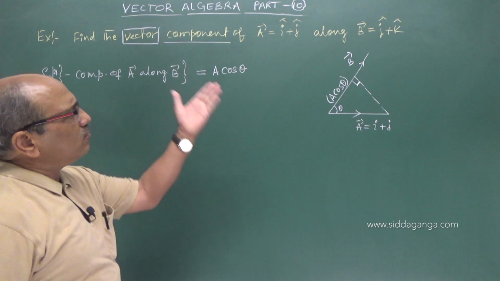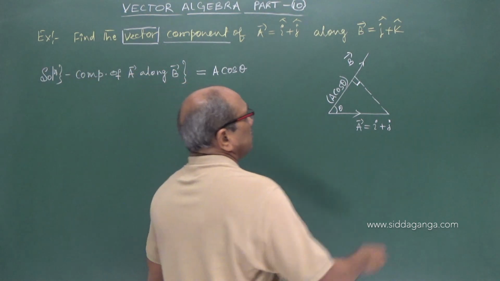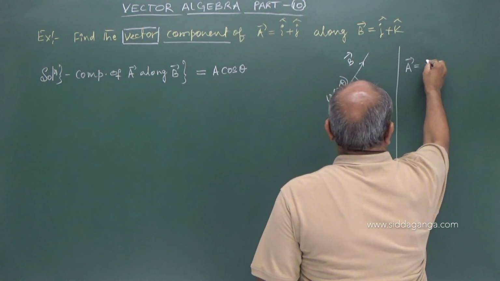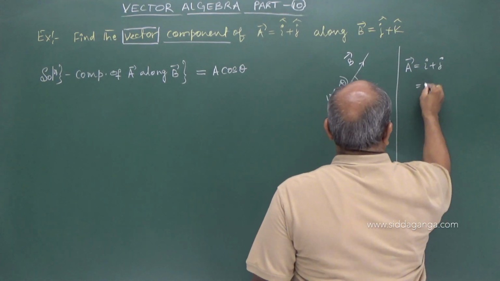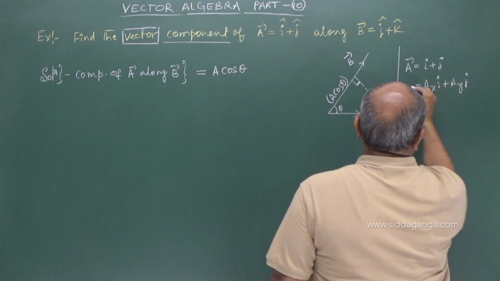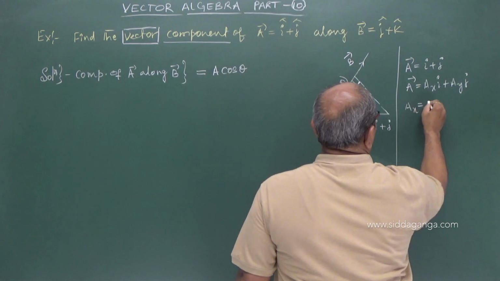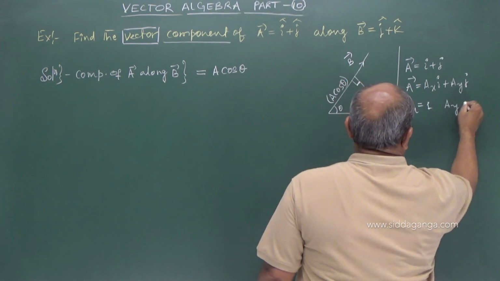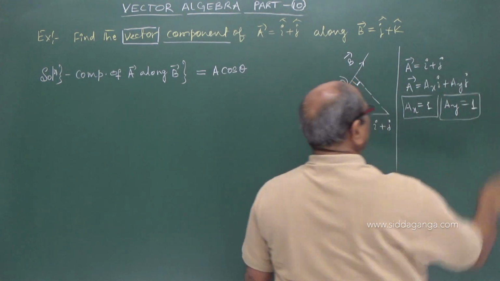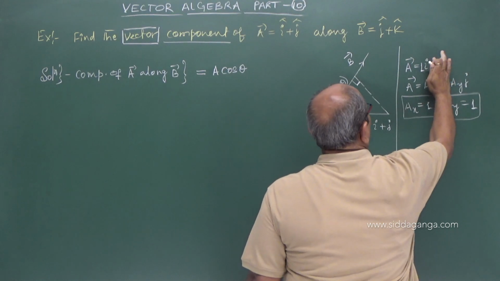How to find it? They have given i plus j and j plus k. So for vector A, when you write i plus j and compare with AX i plus AY j, you get AX equal to 1 and AY equal to 1. I hope you have followed. It is 1, I can write 1 here also.